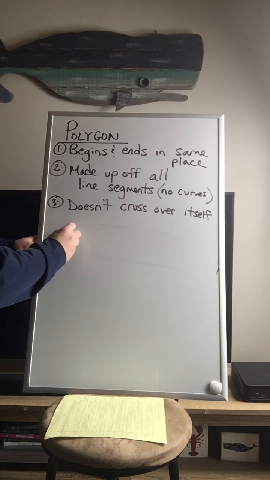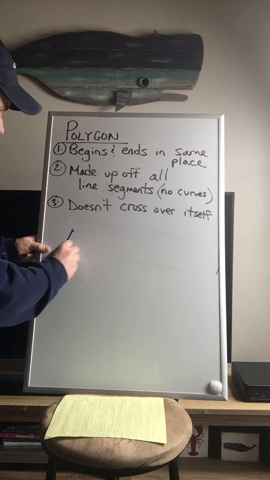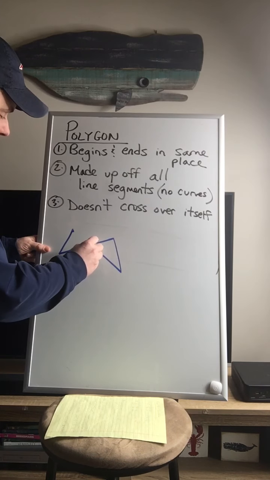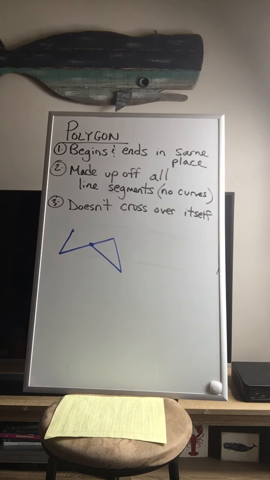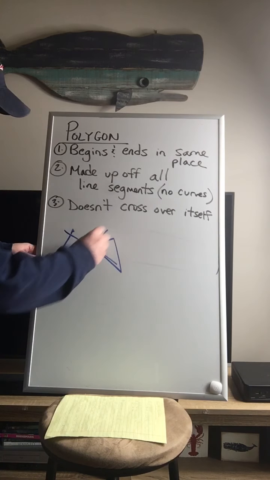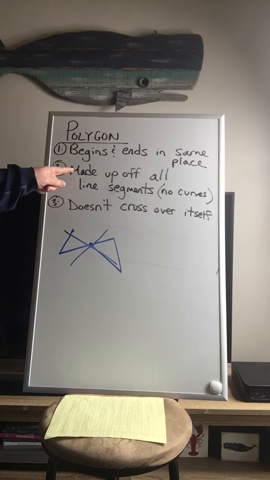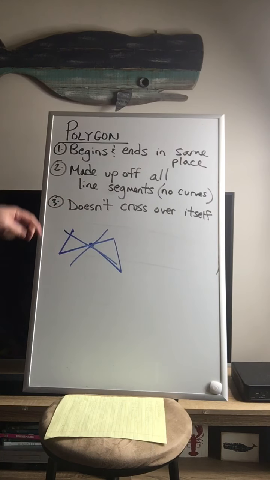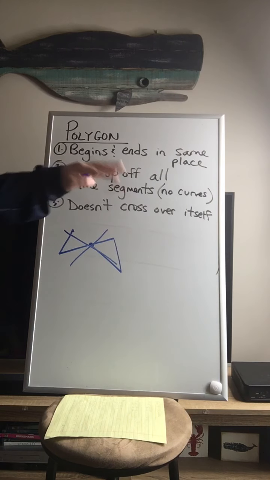So like if I were to make a figure and I draw this like this, that's not a polygon. Not a polygon, because it doesn't begin and end in the same place, okay? So that's not a polygon. Two, it has to be made up of all line segments, okay? So a polygon has to begin and end in the same place, and it has to be made up of all line segments. It can't have any curves.